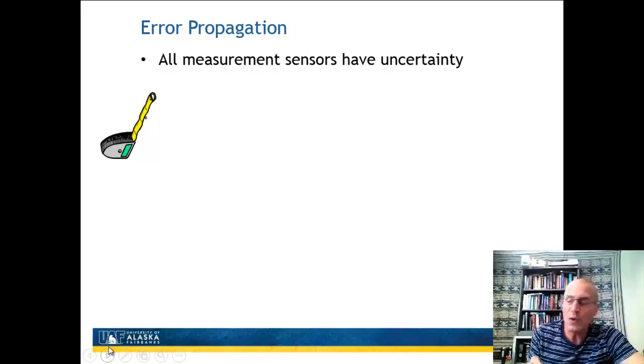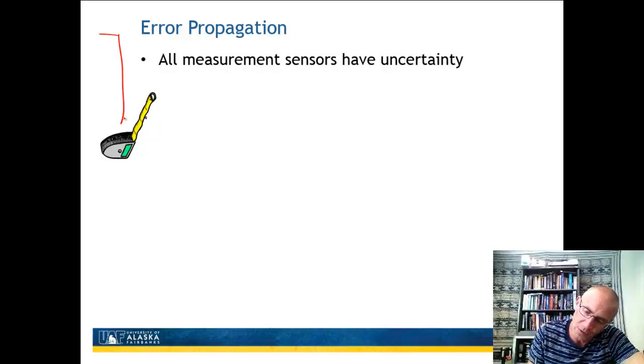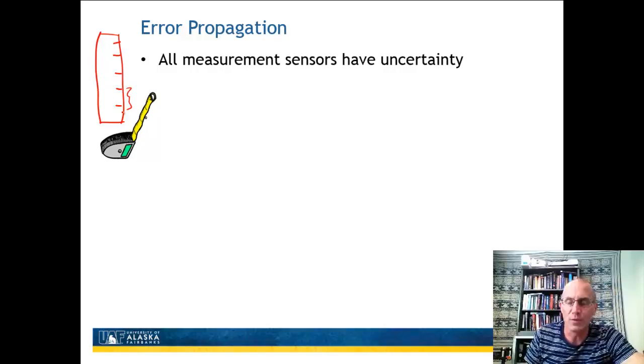So anytime you have a sensor that's going to measure something, there's going to be some sort of uncertainty in it. So for example, if I have a tape measure, you look at your tape measure pretty close, there's little increments on here, and so there's always a little bit of uncertainty if what you're measuring falls in between this. This is the uncertainty in my measuring device. And all measuring devices have some sort of uncertainty.